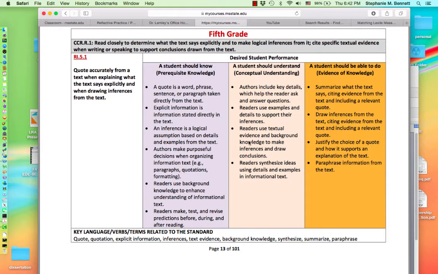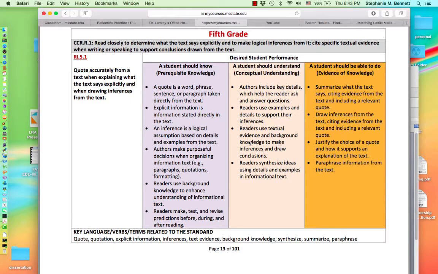So this anchor standard is consistent across all of your grade levels. What's different is the specific standard underneath that. And for 5th grade, it is, quote, accurately from a text when explaining what the text says explicitly and when drawing inferences from the text.